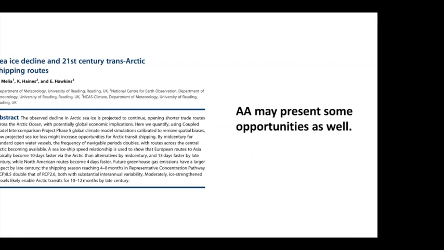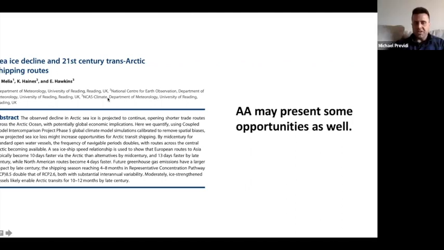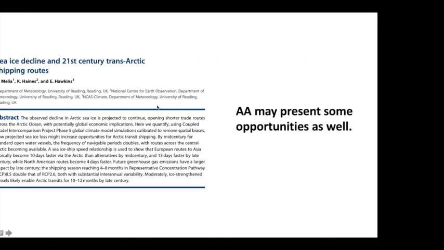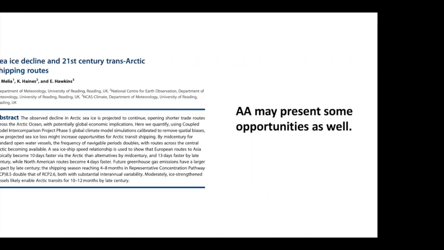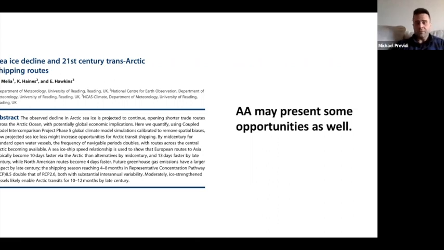And the idea here is that as you melt sea ice and as the open water season over the Arctic Ocean lengthens, that will first of all open shorter trade routes across the Arctic Ocean. Those shorter trade routes will also become more and more feasible for a greater portion of the year as the Arctic becomes increasingly ice-free.